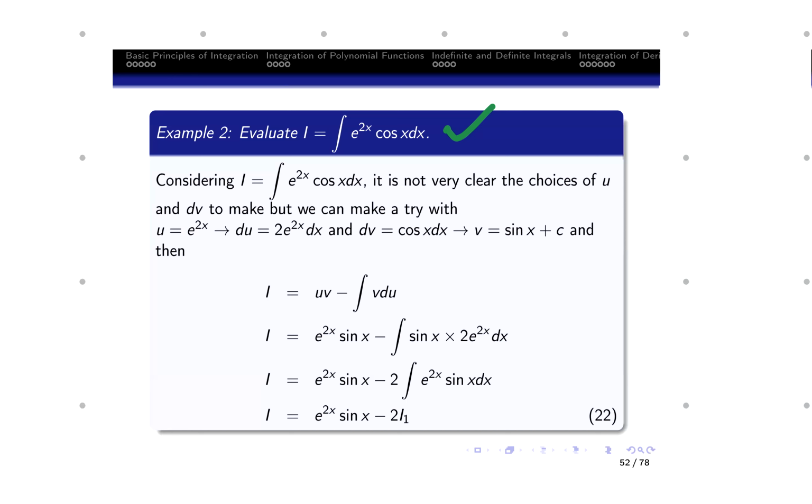So if you consider this now, it is not very clear the choices of u and dv to make, but we can make a try with, say, u equals e raised to power 2x and du is 2 e raised to power 2x. Of course, when u is e raised to power 2x now.